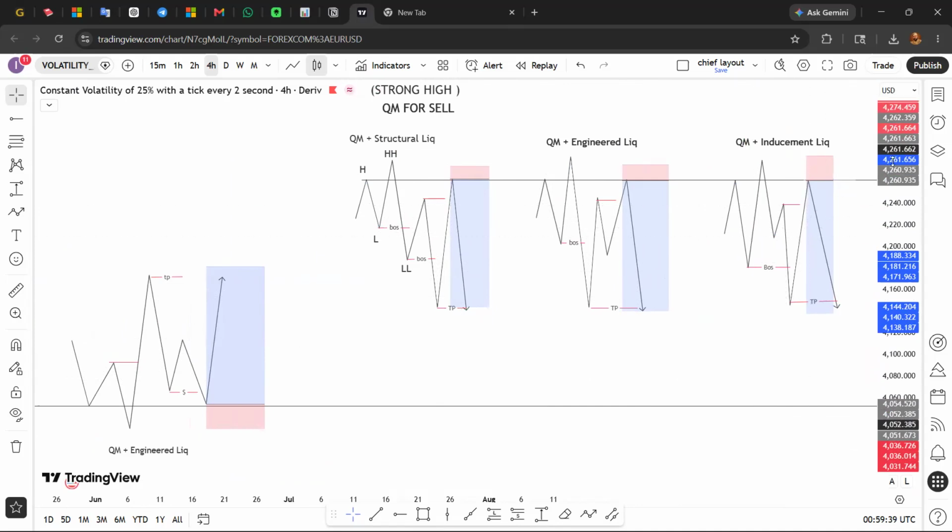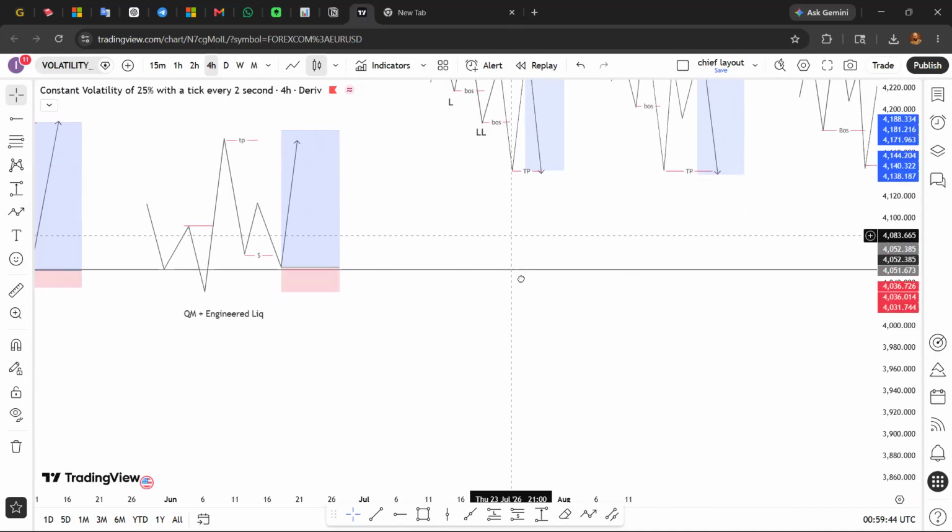So we have a lot when it comes to MS scenarios and how to master them.